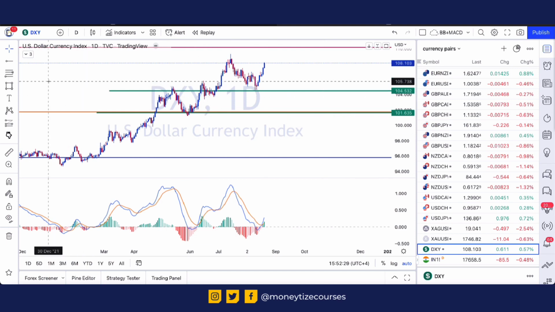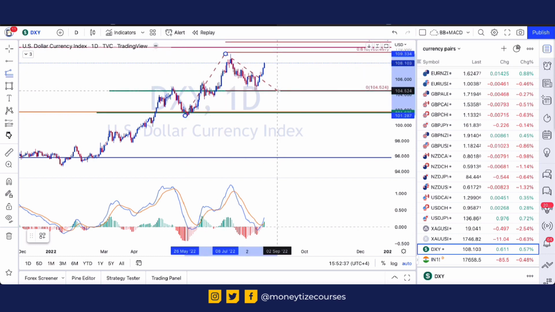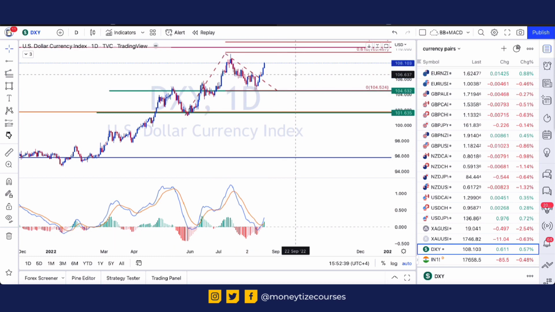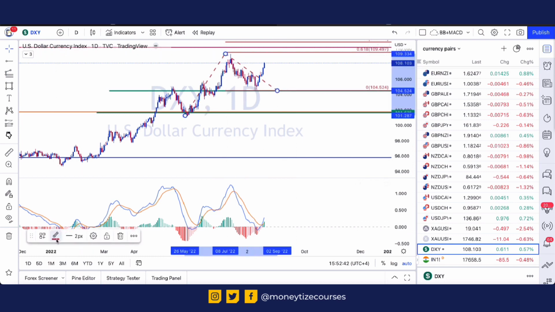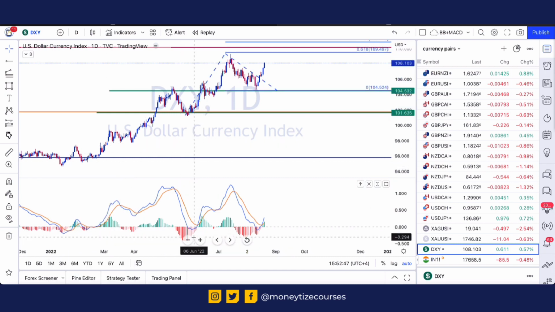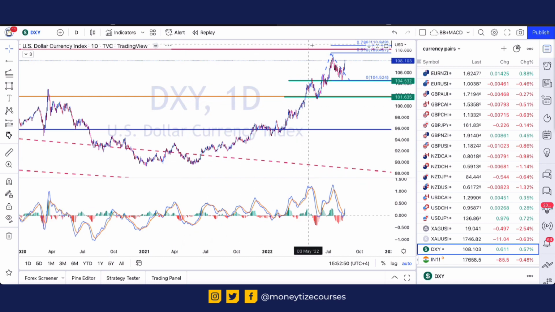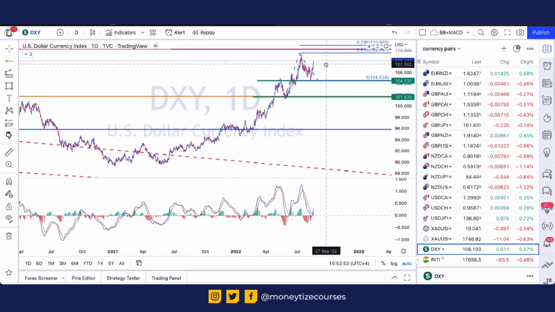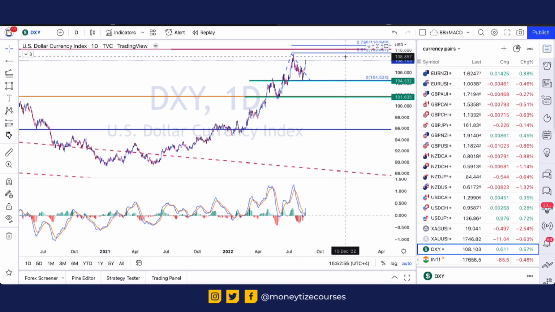And if we mark the Fib extension from this cycle, from this low, it's better. Let's use another color here. Again, the Fib extension 0.618 is hinting towards 109.49. To round off, we can say 109.5. So definitely the next upward target for dollar index is 109.5 to 110.